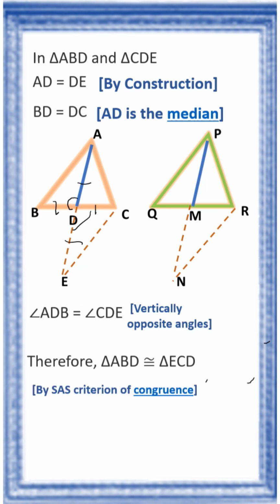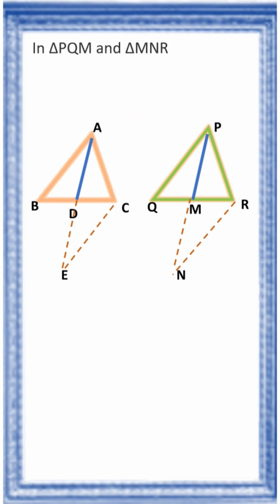By SAS criterion of congruence, it implies that AB is equal to CE. Let it be equation number 1. Why is AB equal to CE? By corresponding parts of congruent triangles.